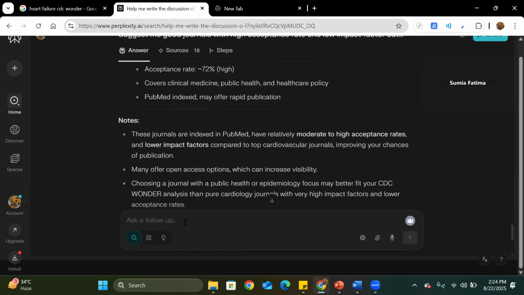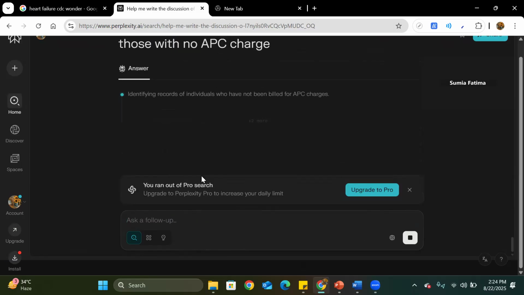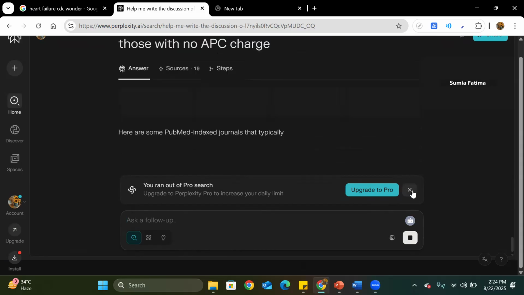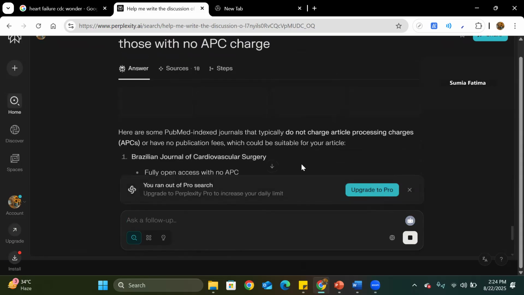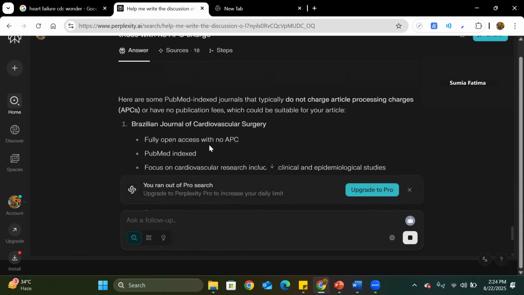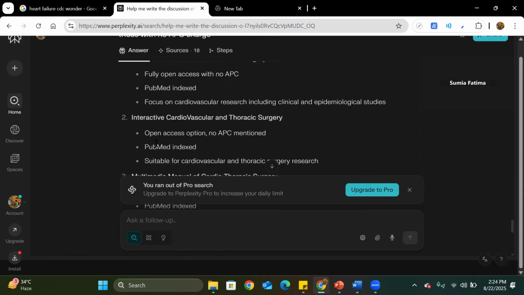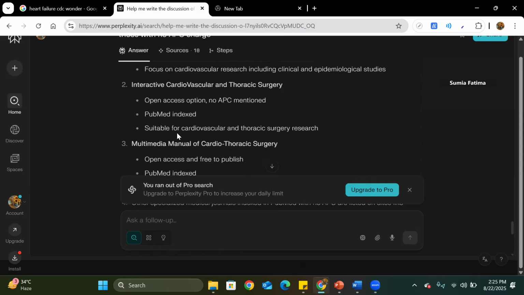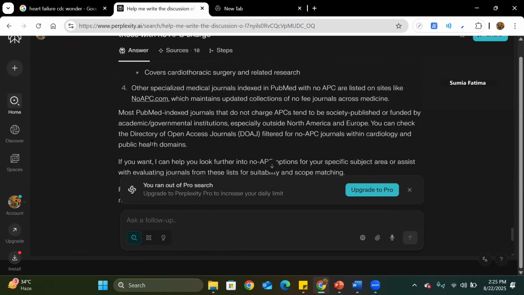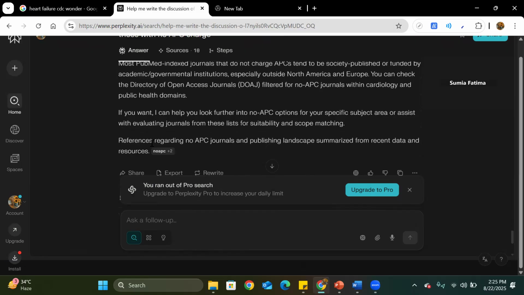Sometimes I can even say that I want journals with no APC, article processing charges, if I want to go for free journals, and it can help you once again find some good ones. Okay, so it's saying that the Brazilian journal is fully open access, PubMed indexed, and has no article processing charges. You can go for this one. And then once again, there's interactive cardiovascular and thoracic surgery, and the multimedia manual of cardiothoracic surgery, and these are some of the good journals that you can go for.